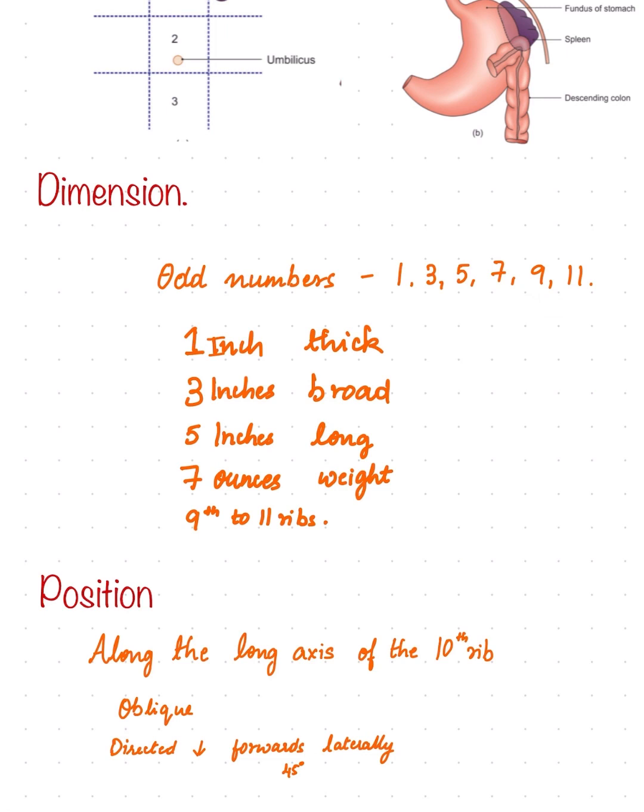So coming to its position, it lies along the long axis of the 10th rib. So let's say this is the 10th rib and the spleen is present along its long axis. That is what the statement means, and it is also directed downwards, forwards and laterally, and it gives an angle of 45 degrees in the horizontal plane.